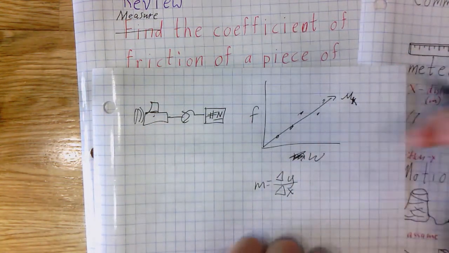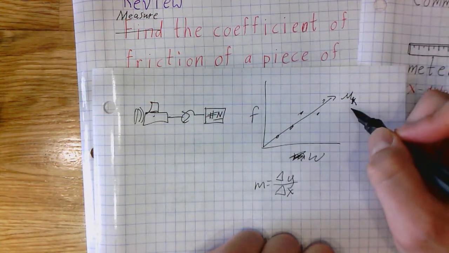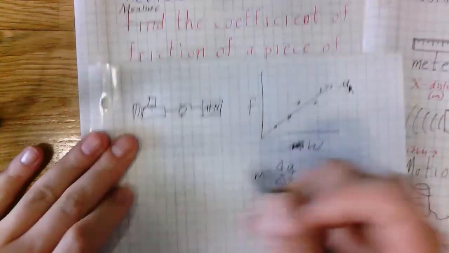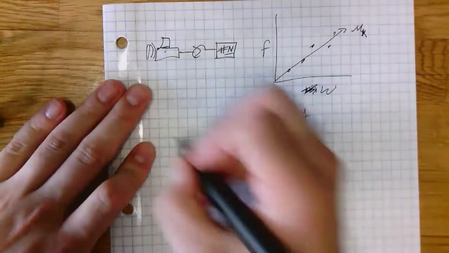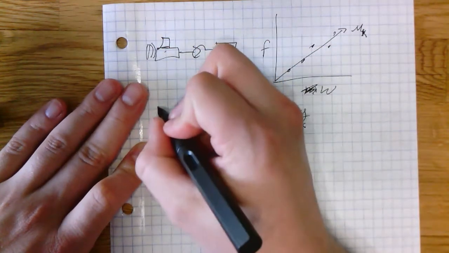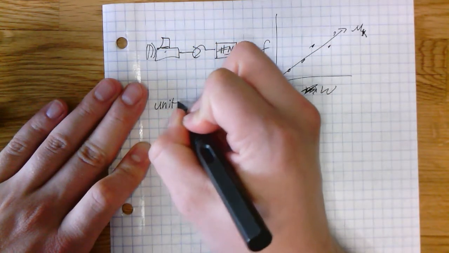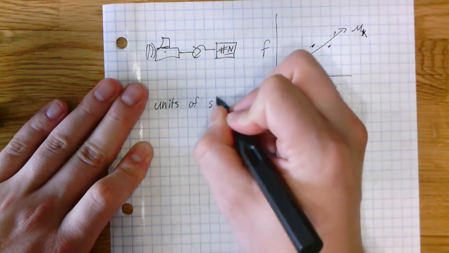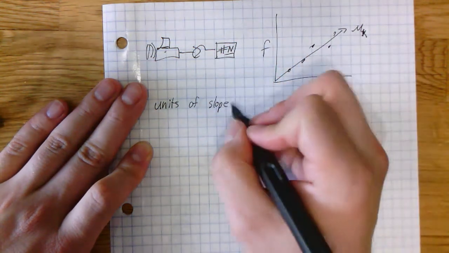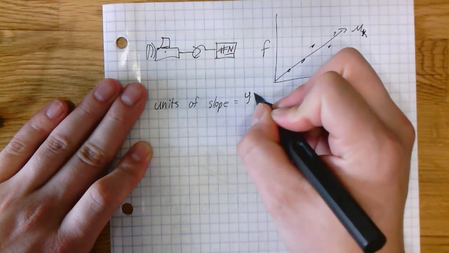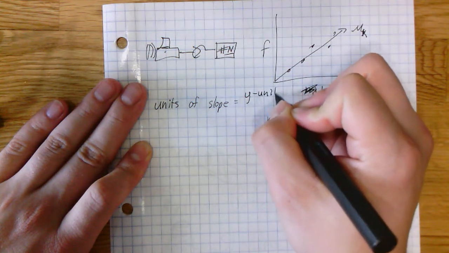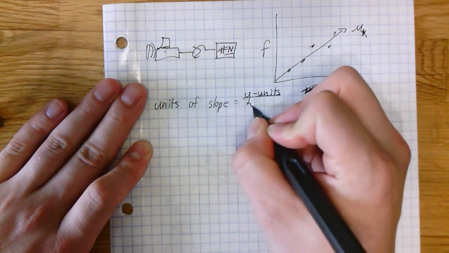Okay, we need to figure out what the units are for this now. Your units, hang on, I gotta focus myself. Okay, units for slope are your y units over your x units.